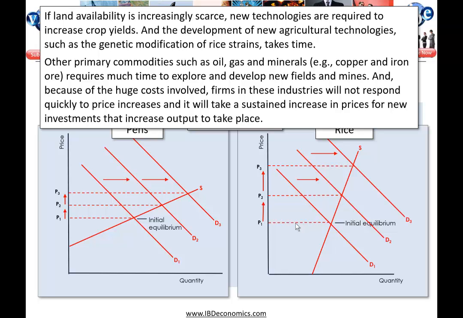Other primary commodities, such as oil, gas, and minerals, things like copper and iron ore, require much time to explore and develop new fields and new mines. And because of the huge costs involved, firms in these industries will not respond quickly to price increases, and it will take a sustained increase in prices for new investment that increases output to take place.